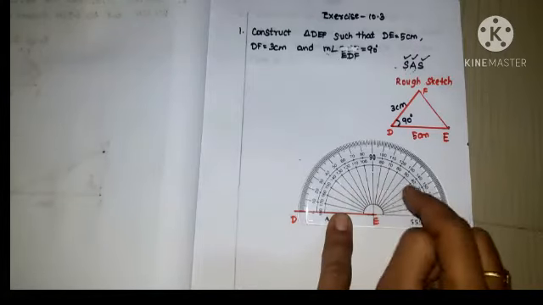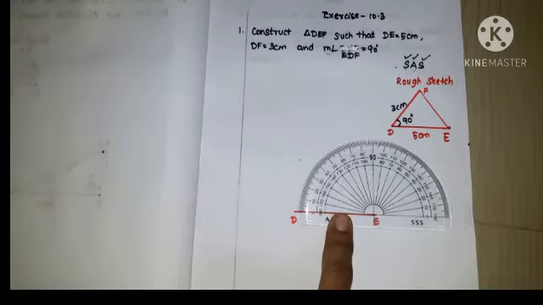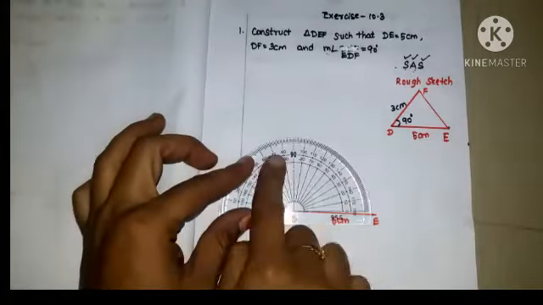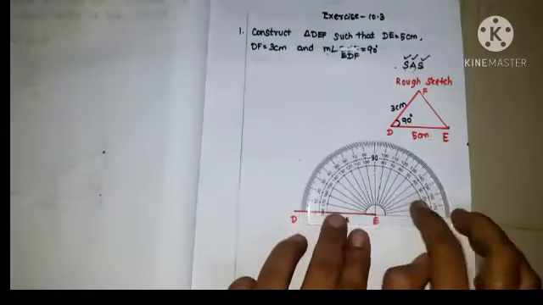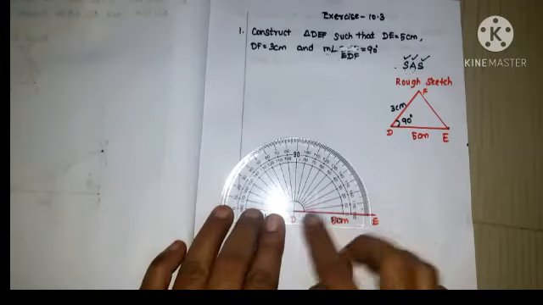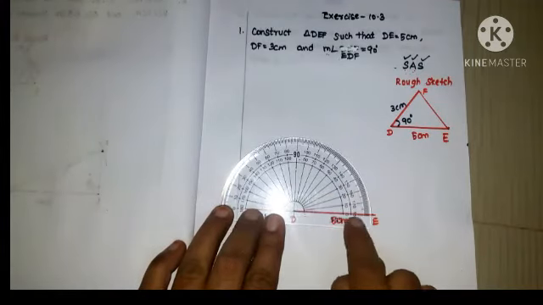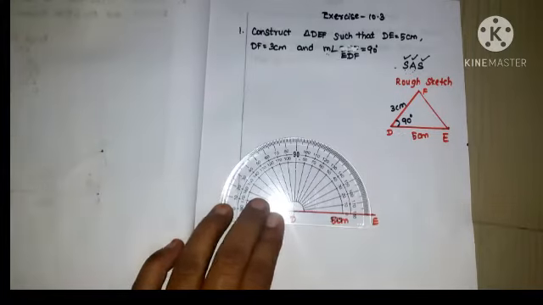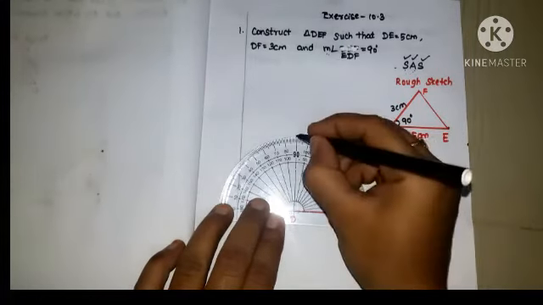Okay, I hope each and everyone has a clear idea. If I kept it on the left side, I have to start from the right side 0. If I kept it on the right side, I have to start from the left side 0. Here D is on the left side, so I have to start from the right side 0. Whether it is 90 degrees or not, I am not having any problem. So fix the 90 degrees.